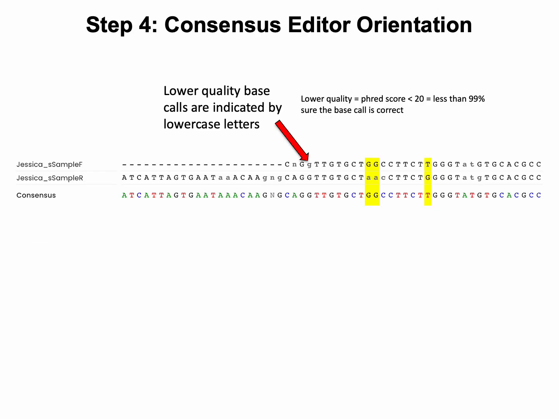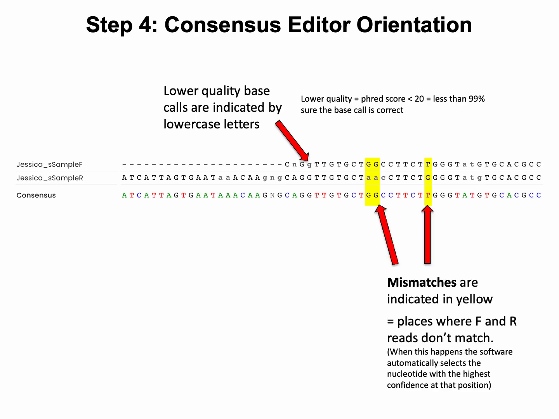A few important things to note in the Consensus Editor screen. Lower quality base calls are indicated by lowercase letters, like the lowercase g pointed to by the red arrow here. And recall that a lower quality base call is one with a Phred score less than 20. In other words, it is less than 99% accurate.